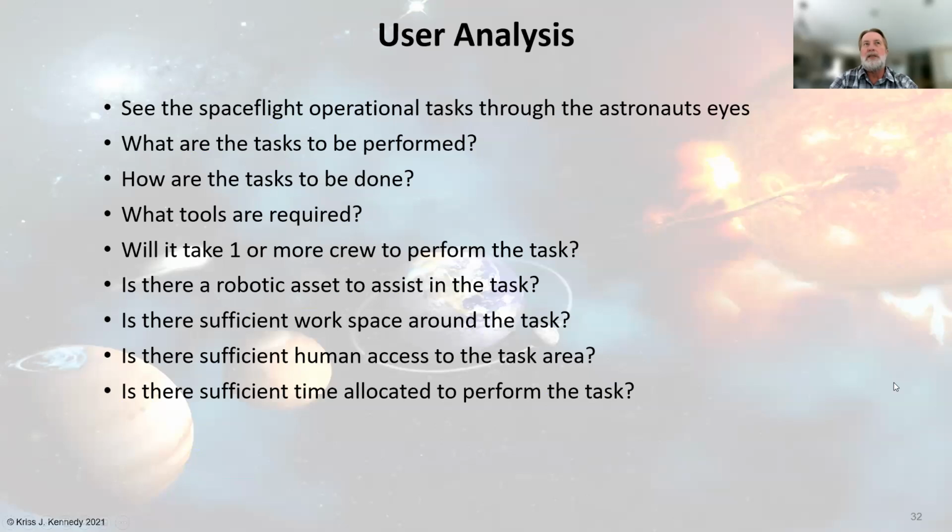User analysis: see the spaceflight operations tasks throughout the life cycle through the astronaut's eyes. So you want to view it through the user, or the astronaut. What tasks are performed, what tasks need to be done, what tools are needed, will it take more than one crew member to do it, is there going to be a robotic assistant involved? Is there sufficient workspace? Is there sufficient human access to the task area? Is there sufficient time allocated?